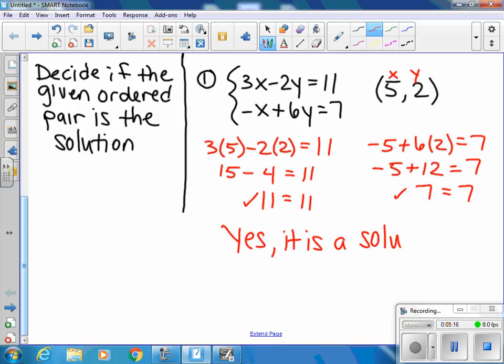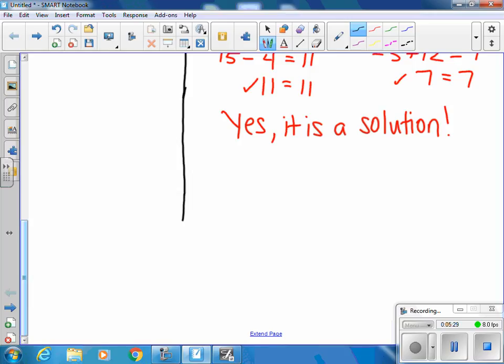And you can just write the word yes, but I wanted to help you understand that that's what you're checking for. It has to work in both equations. Otherwise, it is not going to work as an answer. So let's take a look at another one. Just want to give you a couple of varieties so that you understand what's going on, because we'll be doing this more in class and through warm-ups and things as well.